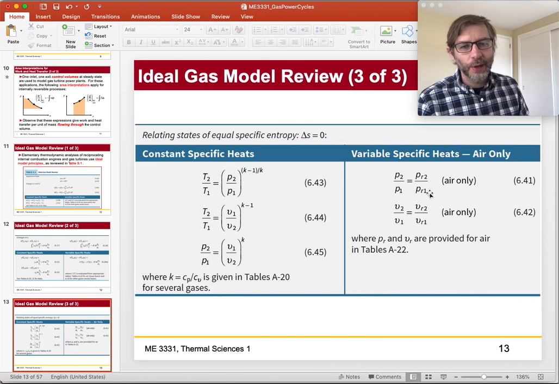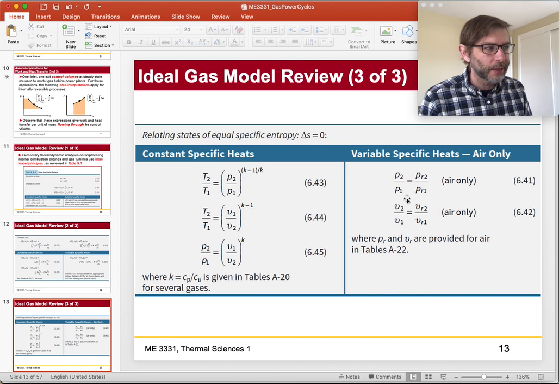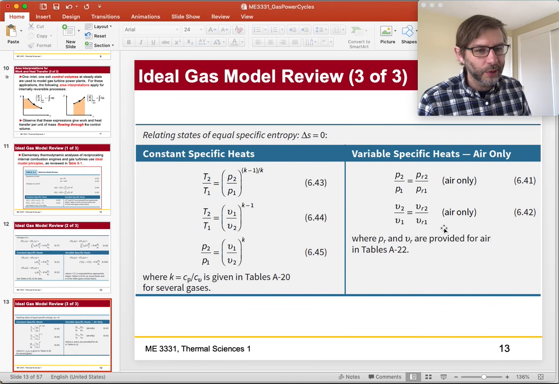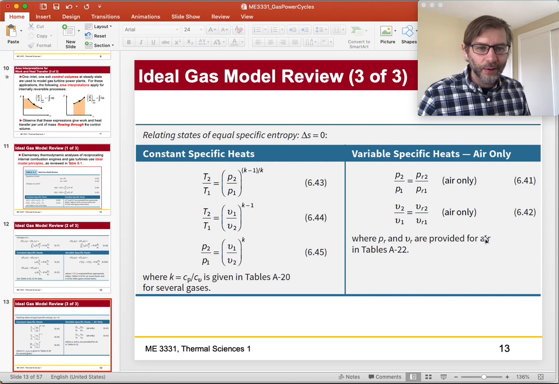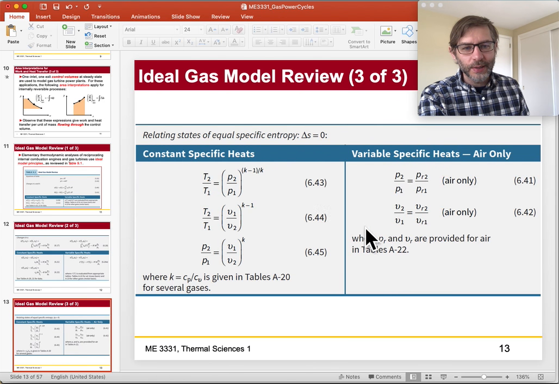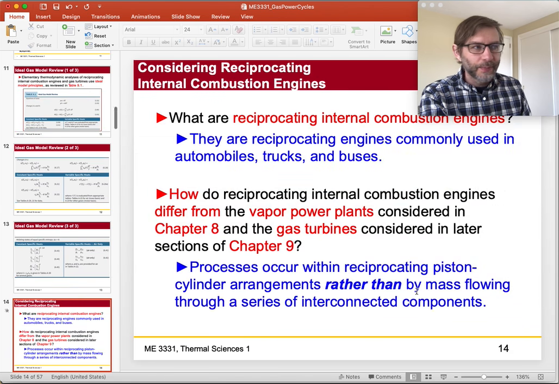equals Pr2 over Pr1, which we find in the tables. This is for an isentropic process, and these are provided in the tables, which I've gone through and shown you, but I'm going to do an example of these too today. So I really have a lot to do, and hopefully I can get it all done, and we can really understand what's going on here. Okay? But I'm going to explain and use these things in the context of the Otto cycle, which is the next cycle we're going to talk about.